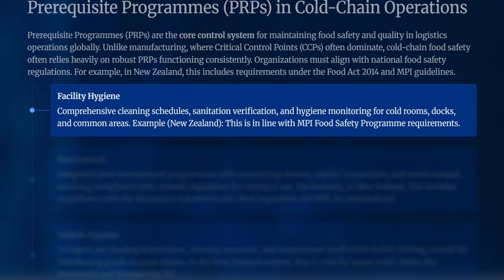One of the most important PRPs is facility hygiene. This PRP, comprehensive cleaning schedules, sanitation verification and hygiene monitoring for cold rooms, ducts and common areas, is one of the most important PRPs, similar to CCPs in manufacturing. So we must adhere to that in line with the regulatory food prerequisite programs in our own jurisdiction.